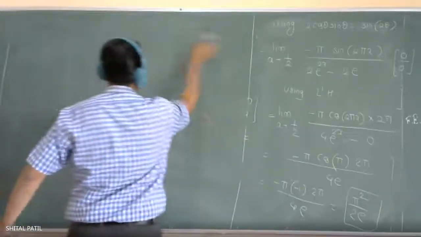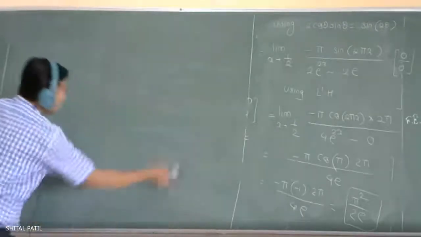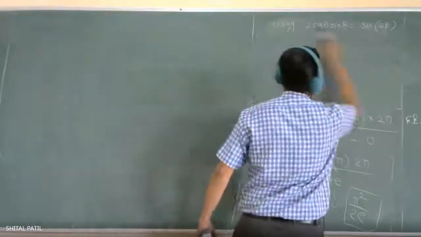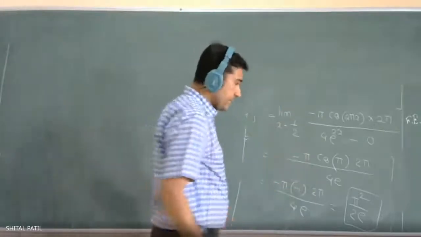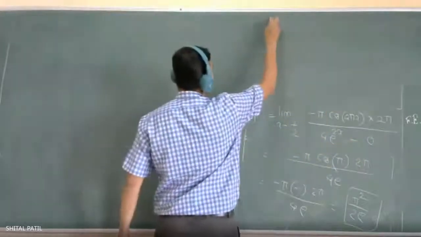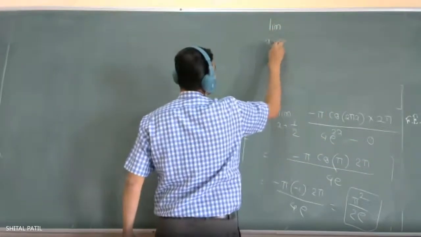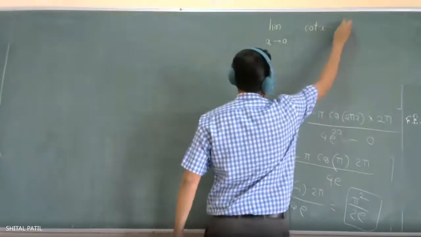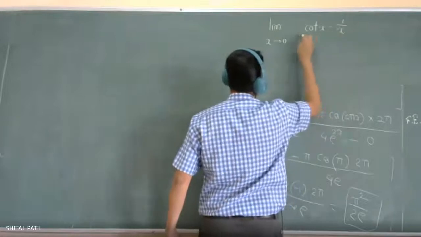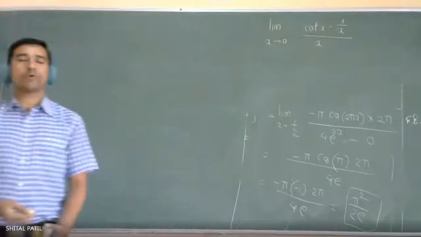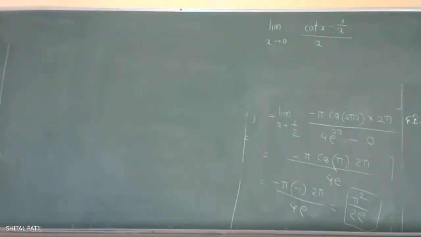Any doubt, team? Is there any doubt? No, sir. Okay, let me continue. Limit. I am expecting answer of this question from you. So, limit x tends to 0, cot x minus 1 upon x, divided by x. Solve fast. Do it yourself.